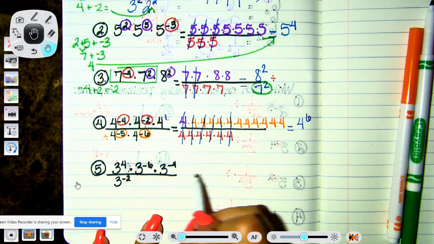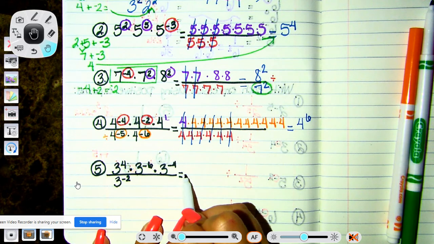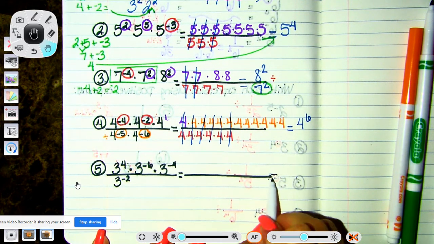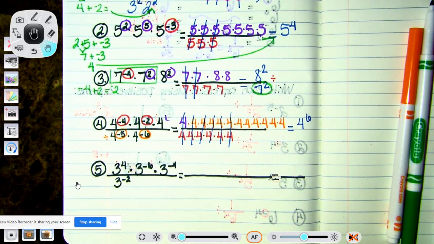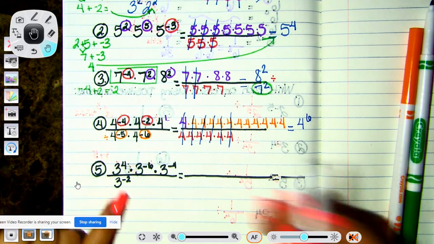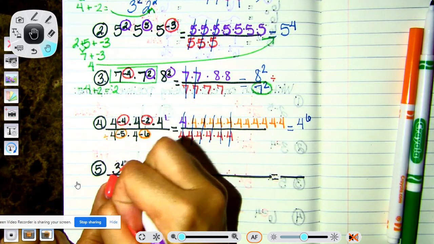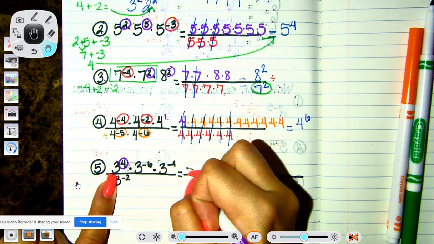Again, I see negative, so I'm just going to go ahead and put my fraction bar, which represents division, out there, and then equals something. Okay, let's get started. So first, I see a positive 4. That means I'm going to multiply, do exactly what it says. So let's expand that out.